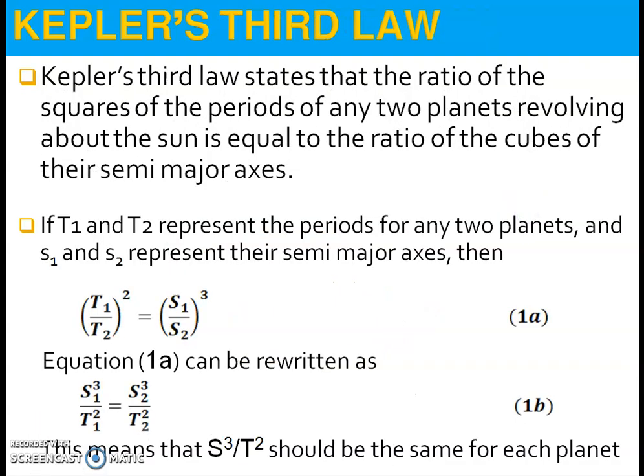Let's look at Kepler's third law. Kepler's third law states that the ratio of the squares of the periods of any two planets revolving about the sun is equal to the ratio of the cubes of their semi-major axes. Recall that the semi-major axis S is half the major axis of the orbit as shown in figure 2. The semi-major axis represents the planet's mean distance from the sun.